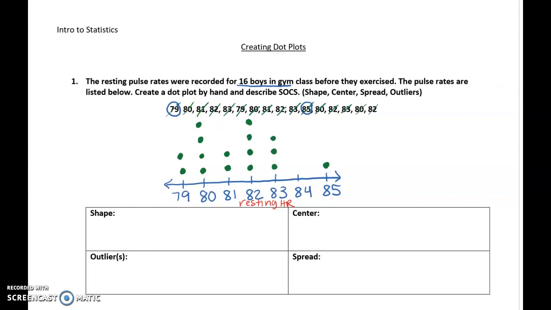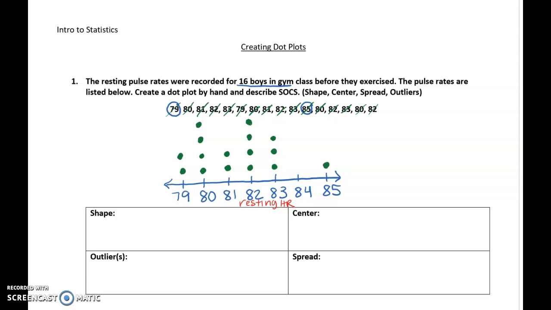So here is our dot plot. When you're done creating the dot plot, you want to count and make sure you have 16 values, or the number of numbers are represented. So 1, 2, 3, 4, 5, 6, 7, 8, 9, 10, 11, 12, 13, 14, 15, 16. So we're good there.